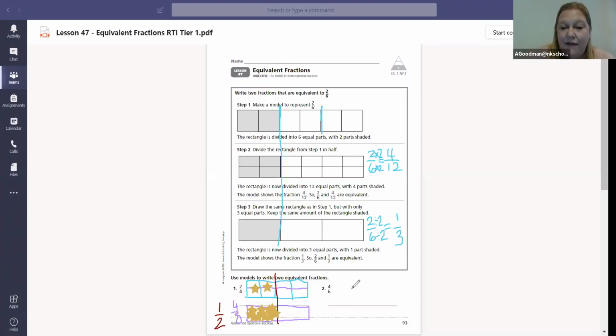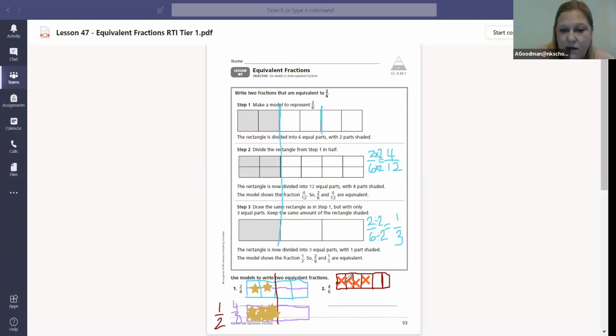So halves are easy. Let's look at 4/6. I'm going to quickly draw a rectangle and split it into 6 equal parts. I'm going to split it down the middle, and then each side is going to be 3, for a total of 6. I'll just do X's. So 1, 2, 3, 4 of those are shaded in.